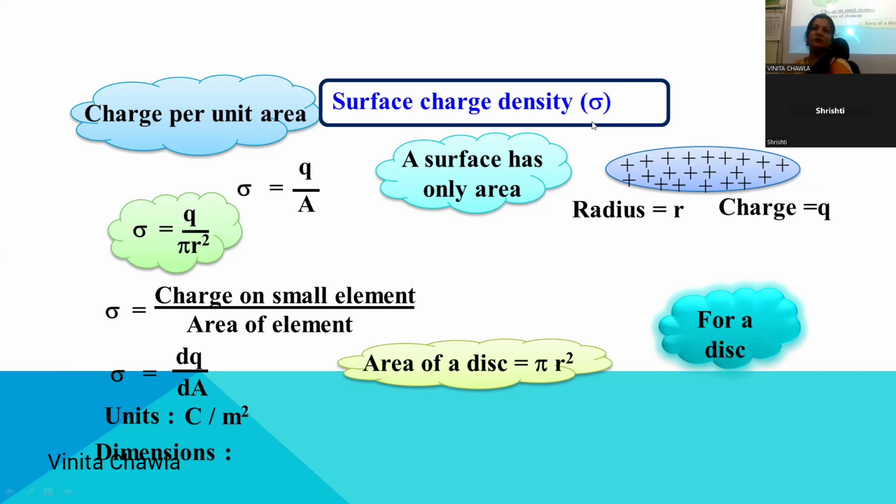And what are the dimensions of surface charge density sigma? Yes, I1, T1 and L minus 2. Very good. So this is the dimension of surface charge density. Easy.